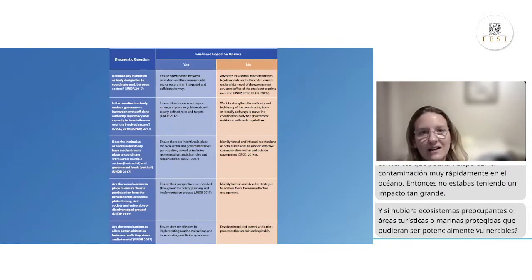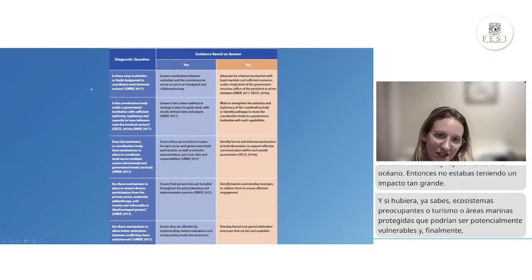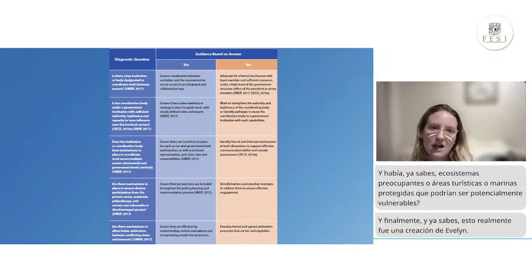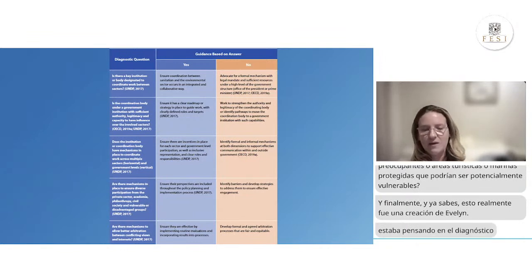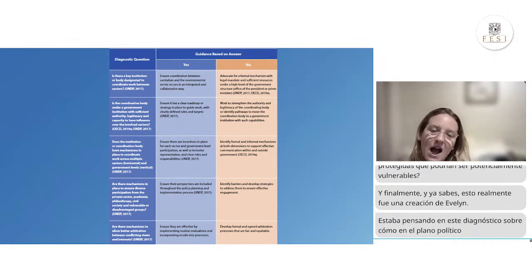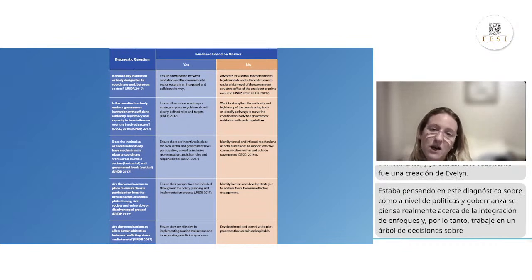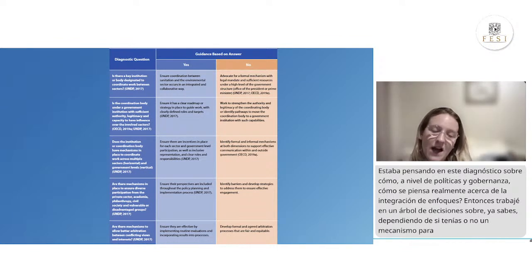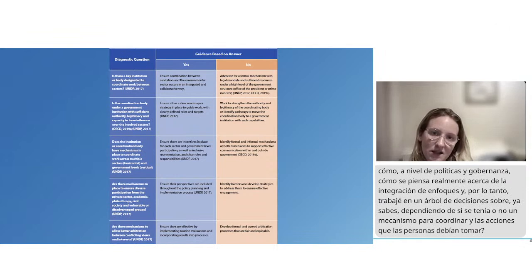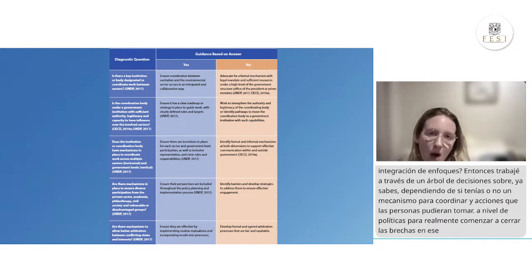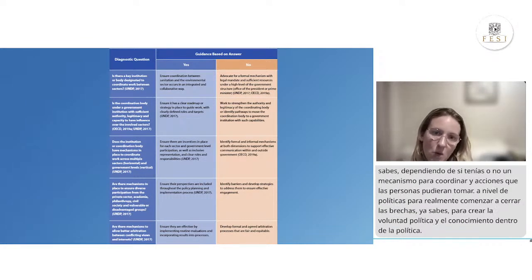And finally, this was really Evelyn's brainchild, thinking through this diagnostic about how, at the policy and governance level, you really think about integrating approaches. And so we worked through a decision tree about, depending on whether or not you had a mechanism to coordinate, actions that people could take at the policy level to really start bridging the gaps, to create the political will and the know-how within political systems to actually work in an integrated way.